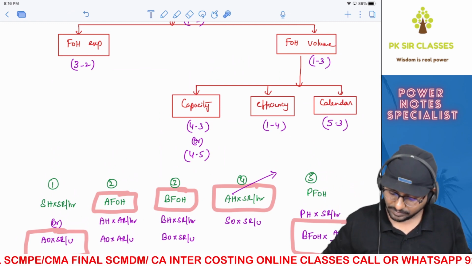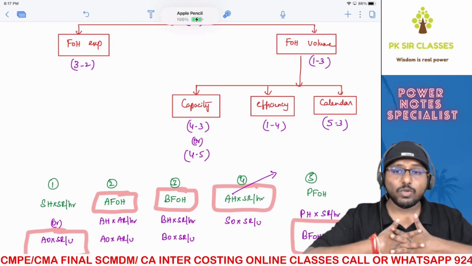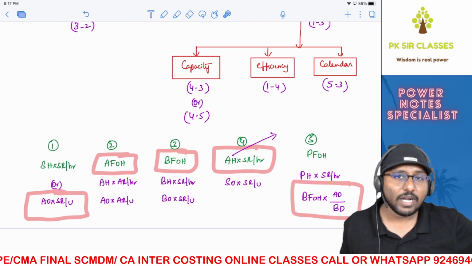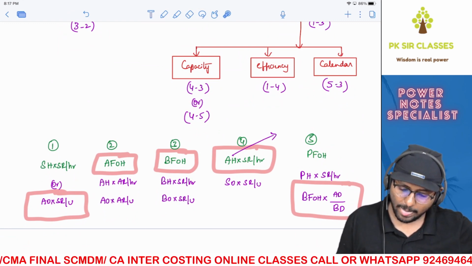You got this? Chalo. With this, we'll wind up this particular session. In the next session, we'll go with sales variances. We'll finish that off and straight away we'll get into the sums. Okay? Chalo guys.